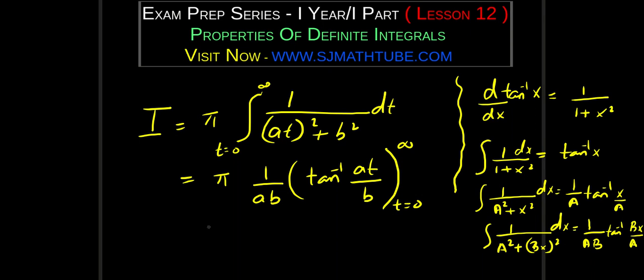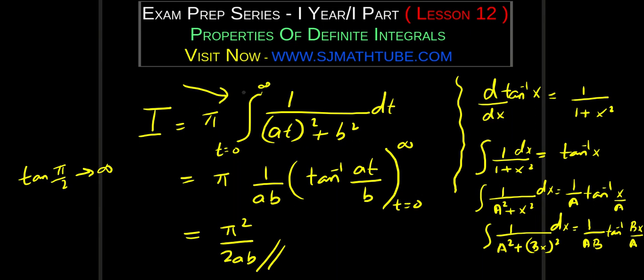Anyway, I am not going to show the next few steps. All I am going to tell you is tan 90 tends to infinity. So you can guess what is tan inverse infinity, and tan inverse 0 is 0. So you end up with the final answer pi by, and then there will be one more pi, so you get pi square by 2ab. I'll repeat once more. I have to teach you something called improper integrals later on.